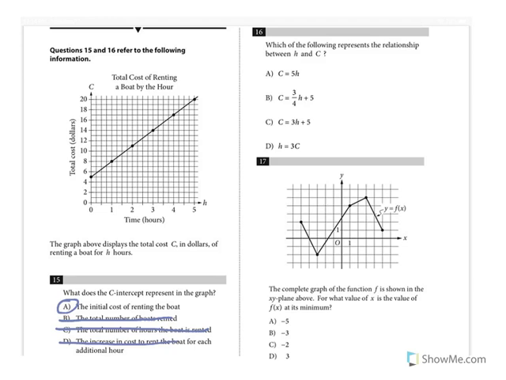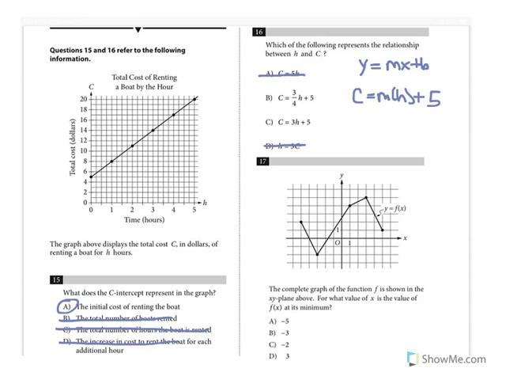Which of the following represents the relationship between H and C? So as I said, we're looking at a linear relationship, a linear equation, so y equals mx plus b. So cost is our y, so cost is going to be our slope, m, times H, plus, and we said our initial cost is $5. So now we know we have a plus b, that rules out A and D. Now we just need to figure out our slope.